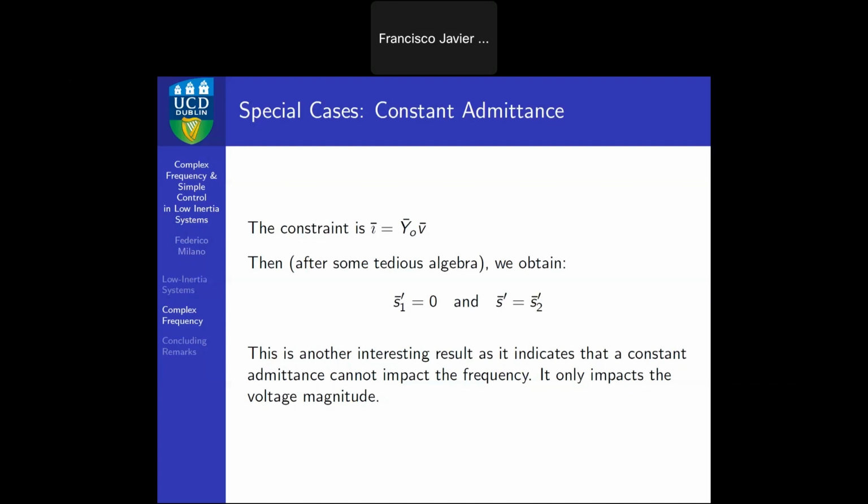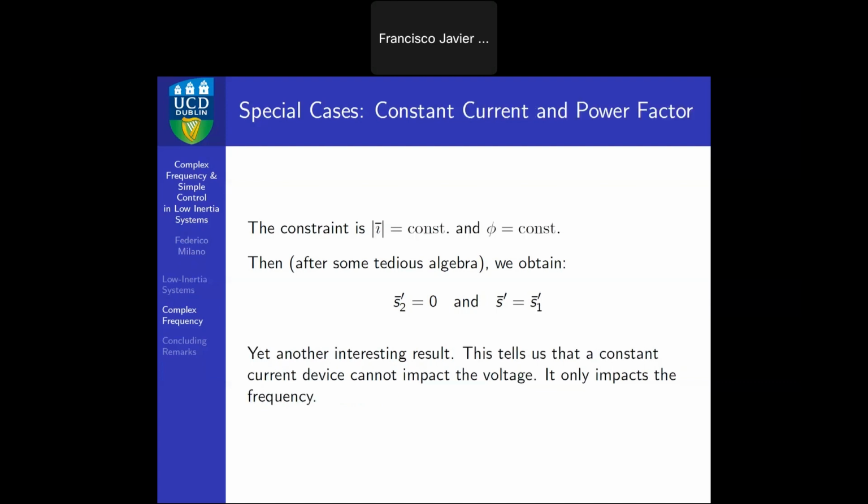Is there a component that is the dual of this? So is there a component that is only S1 and that does not have S2? Yes, it is this kind of device. It's a device that has constant current magnitude and a constant power factor. If you calculate it, that is the only device that has exactly the dual behavior.